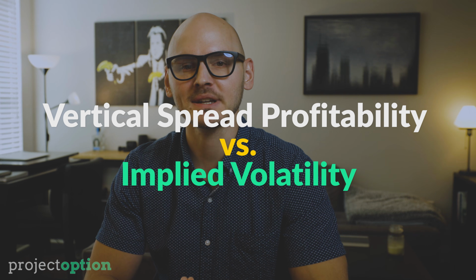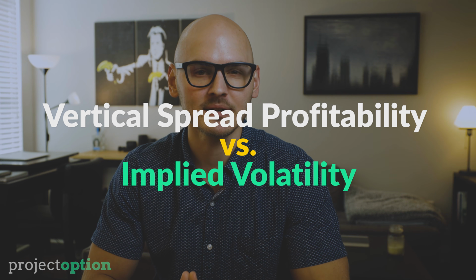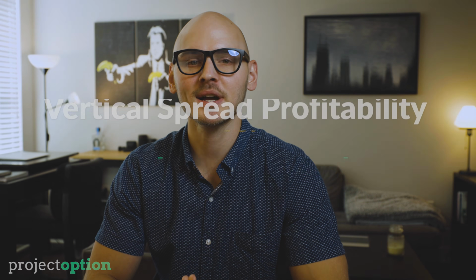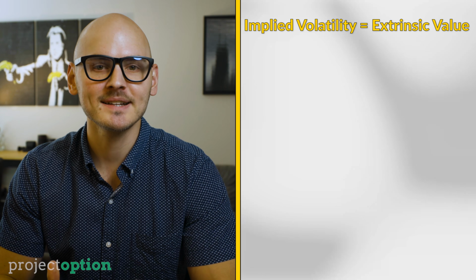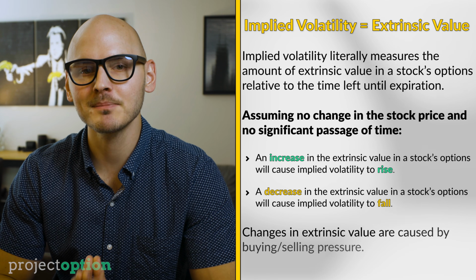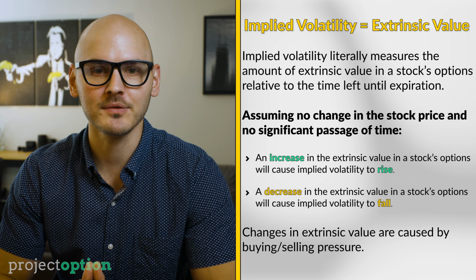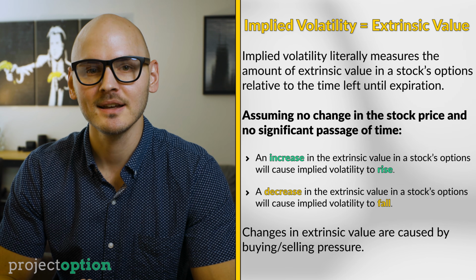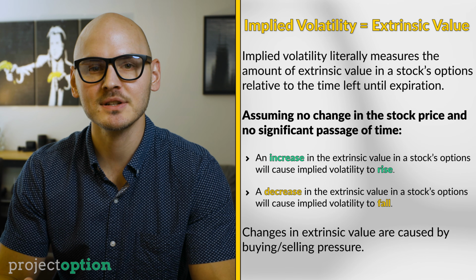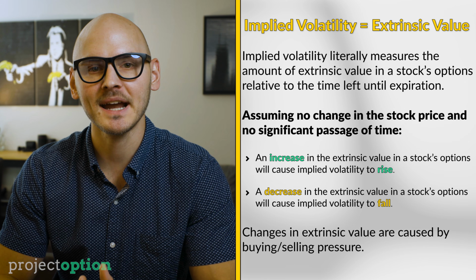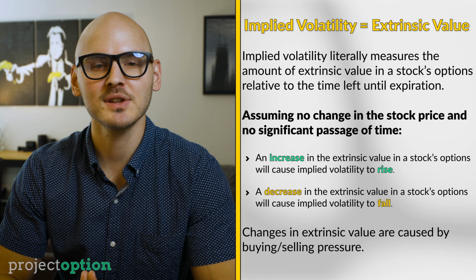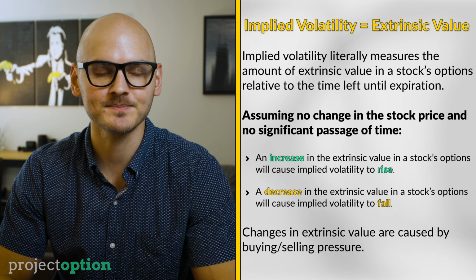So the next thing we will talk about is vertical spread profitability versus changes in implied volatility, which relates directly to the extrinsic value statements that I made earlier, because implied volatility literally measures extrinsic value in options. So if implied volatility increases, that's an indication that the options have become more expensive extrinsically relative to the amount of time they have until expiration.